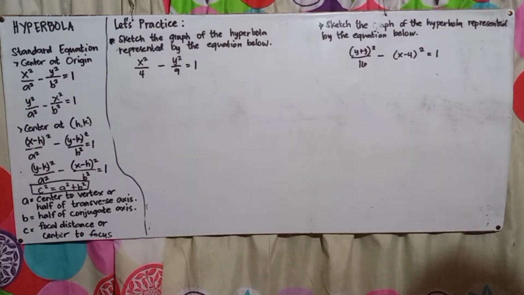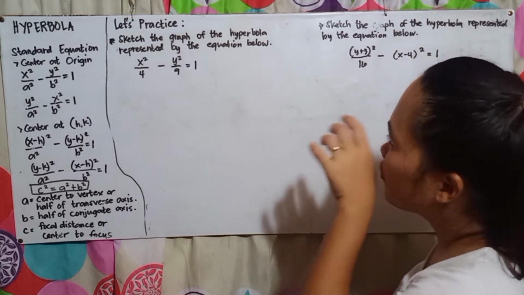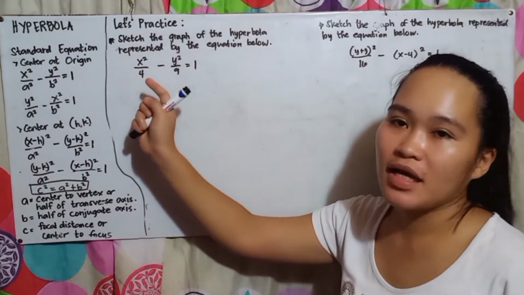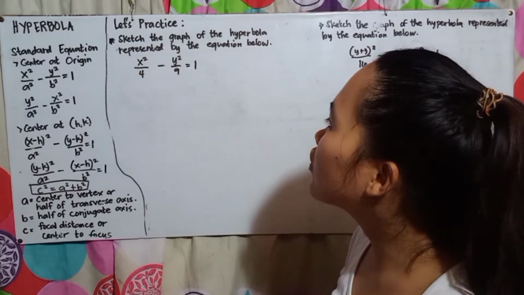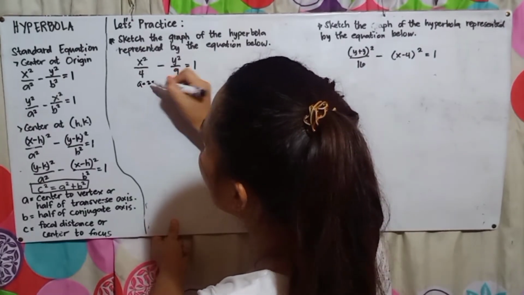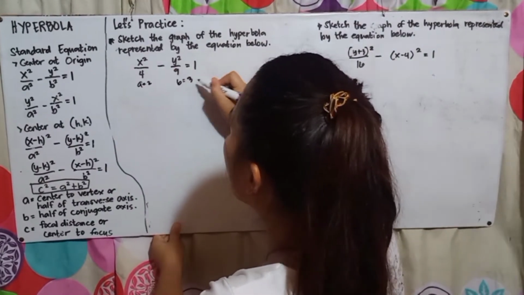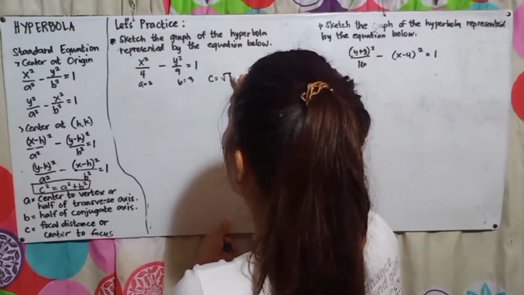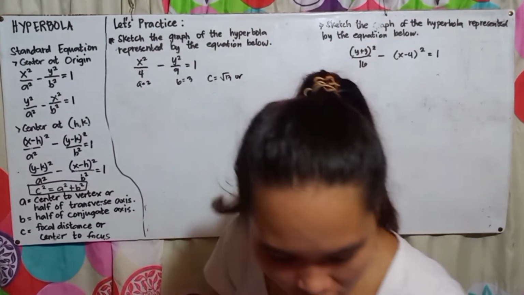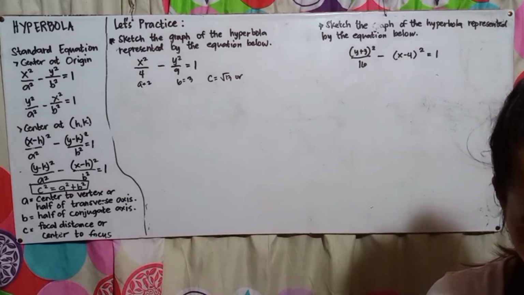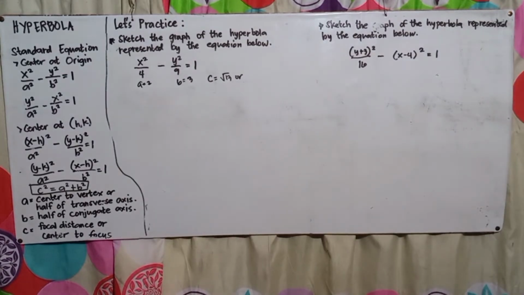Okay, next example. Sketch the graph of the hyperbola represented by the equation. So, ito yung previous na equation. X squared over 4 minus y squared over 9 equals 1. So, our A is 2. Our B is 3. So, since na-compute na natin ni kanina, our C is square root of 13, or pag i-decimal ang square root of 13, 3.61.